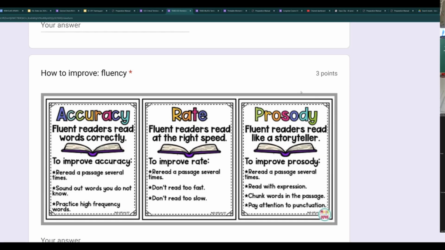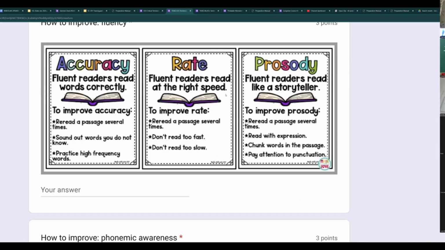So fluency, how do you improve it? This is pretty self-explanatory. Go ahead and take your 30 seconds to answer that. I like this because it shows how these are all connected, but they're different. Capacity is the golden star there.